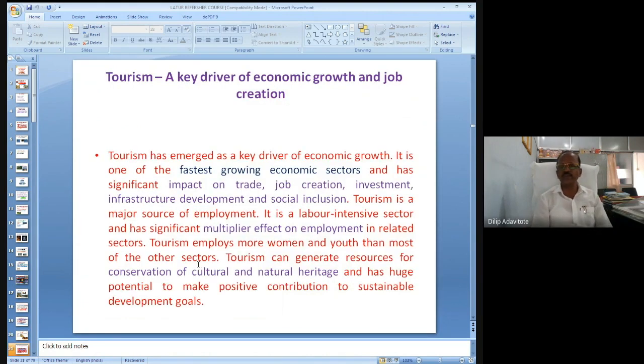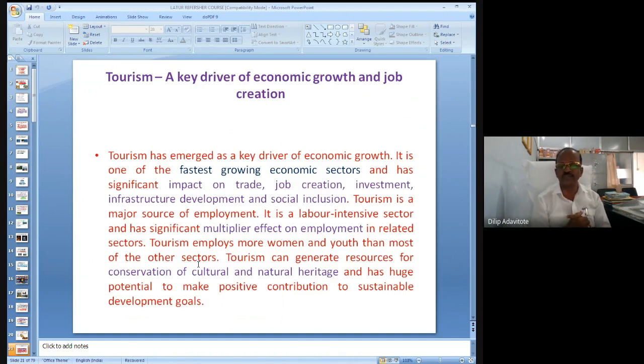Then coming to the next one, economic growth and job creation is a key driver of our industry. So what tourism is giving us, we can call it the key for economic growth. In what way? It is the fastest growing economic sector. It is called a smokeless industry, and it has significant impact on trade, job creation, investment, infrastructure development, and social inclusion. These points are very important.